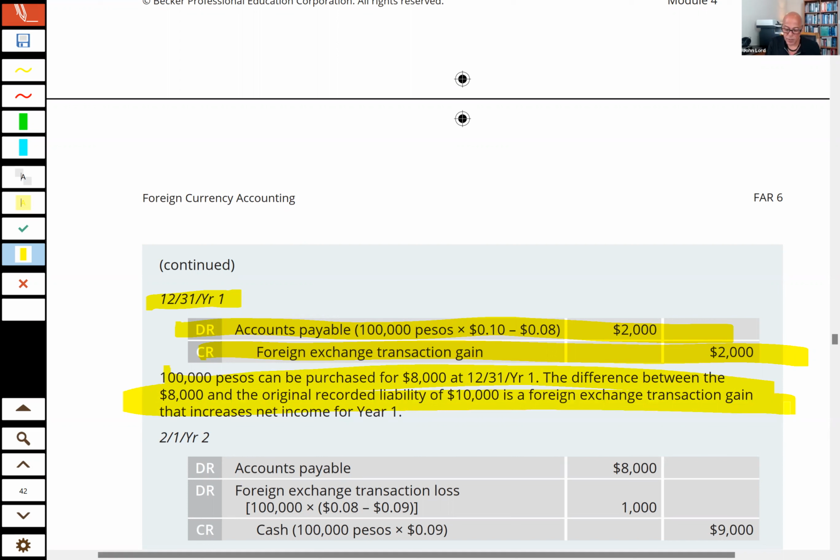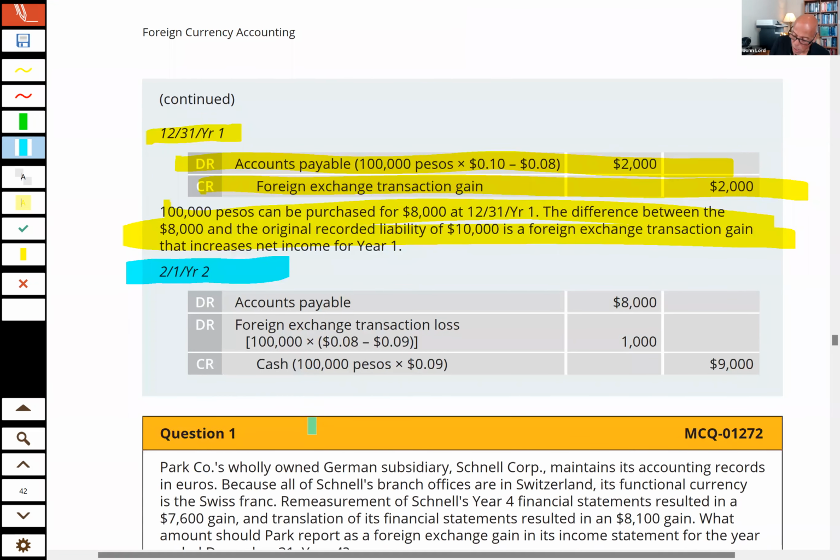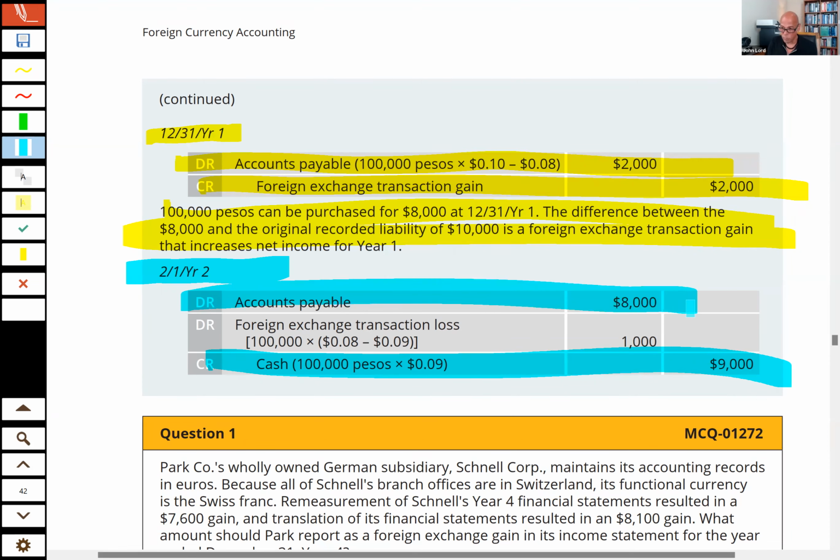Now, what happens? By the time we go to settle that, and we're now in year 2, unfortunately the exchange rates have moved 1 cent, not in our favor, from 8 to 9. So now we're going to have to pay 9 cents on the peso. So we know that's the cash that's going out. We're liquidating the payable that would be standing at $8,000 at that point in time. And since we had to give up an extra $1,000 to settle this, that difference between the exchange rate at the end of year 1 and February 1st of year 2 is a 1 cent difference. That's that $1,000.